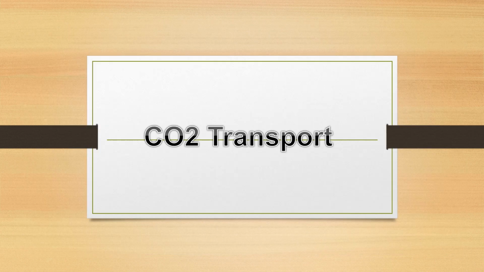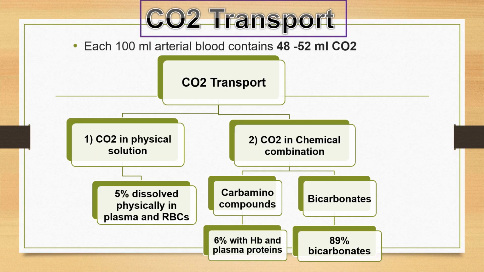So again, oxygen transport: physical 0.3, chemical combination 98%. The chemical combination is carried on hemoglobin in a cascade manner for the oxygen molecules in oxygenation. We have the oxygen dissociation curve, which could be shifted to the right, causing a shift to right, or shifted to the left, causing a shift to left. What about CO2 transport?